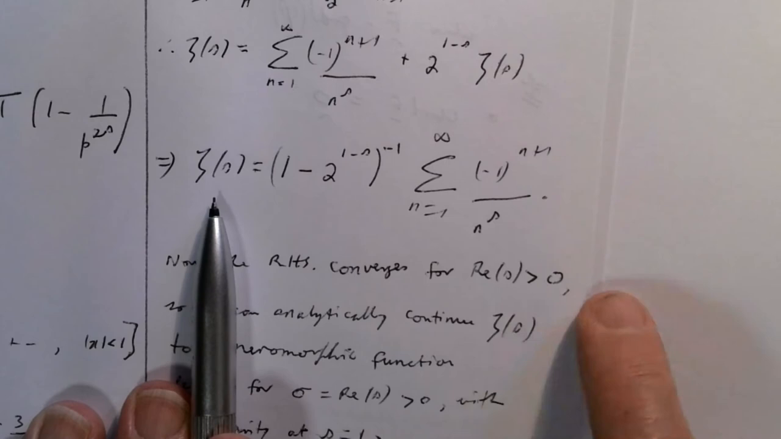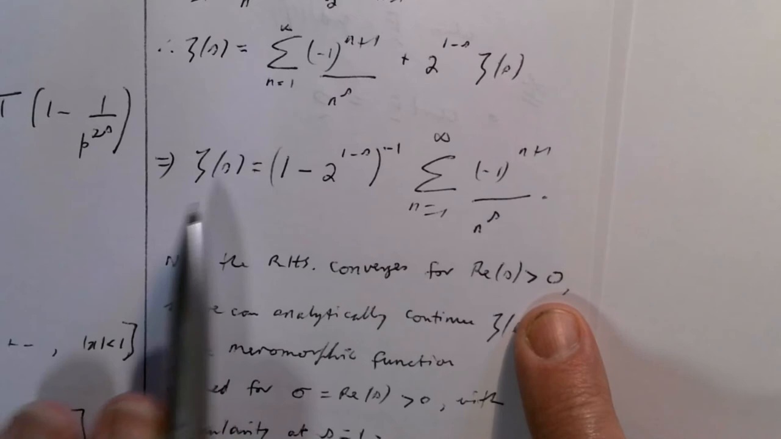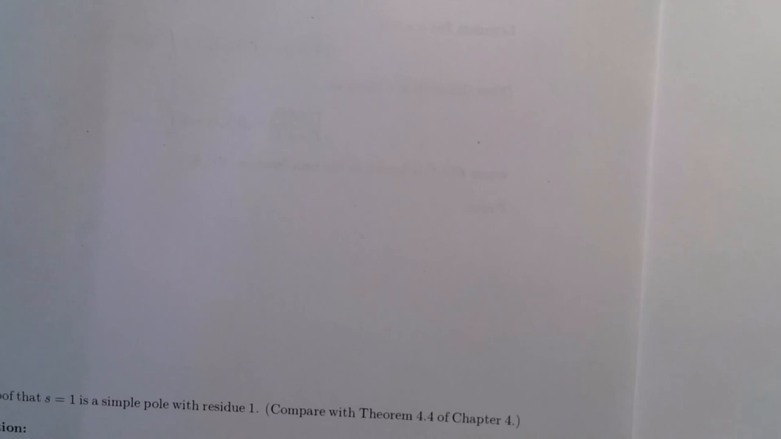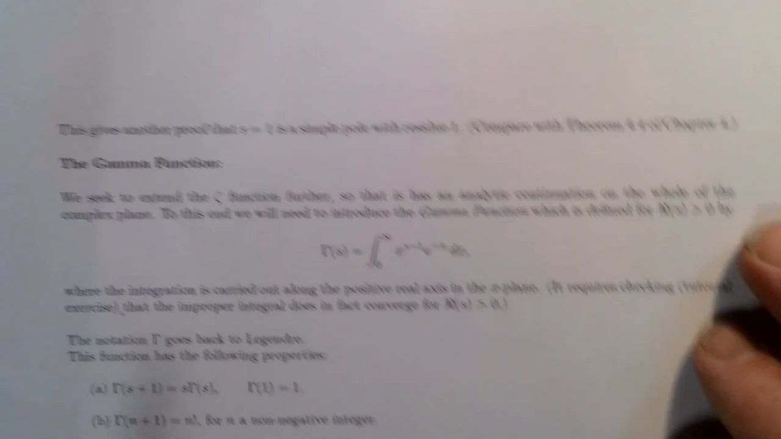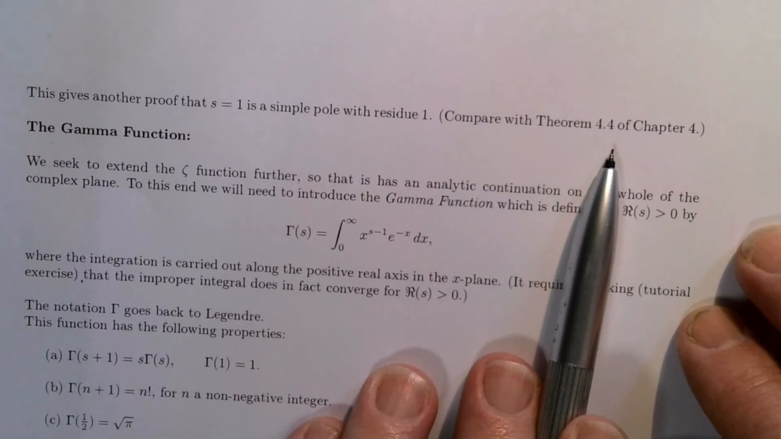I think we saw something like that in an earlier chapter, but written in a slightly different form. So this gives us yet another proof that s equals 1 is a simple pole with residue 1, and you might like to compare that with theorem 4.4 of the previous chapter.